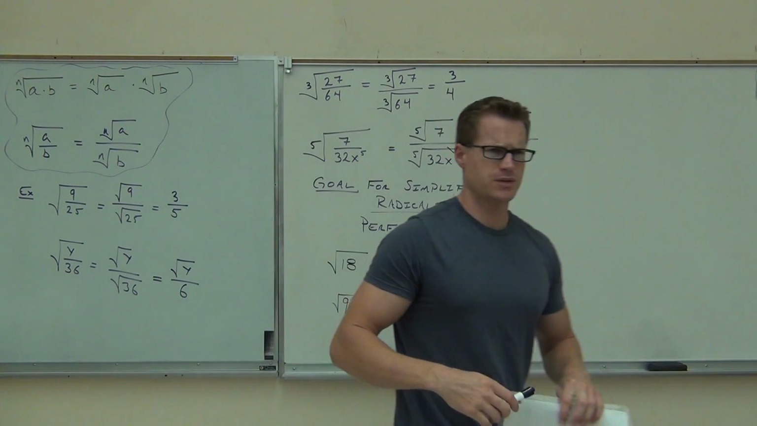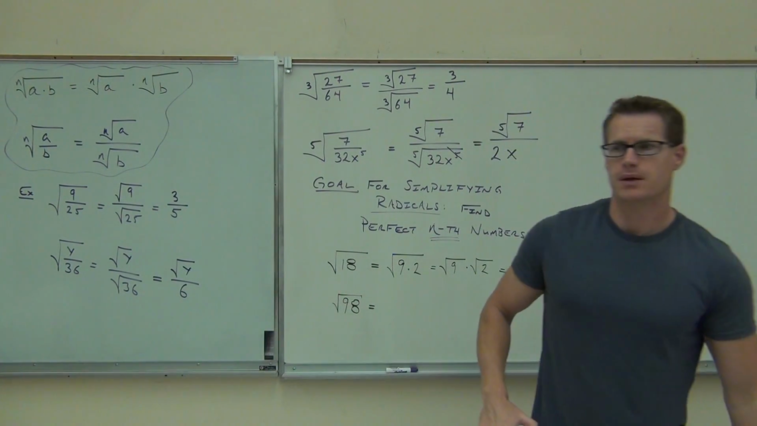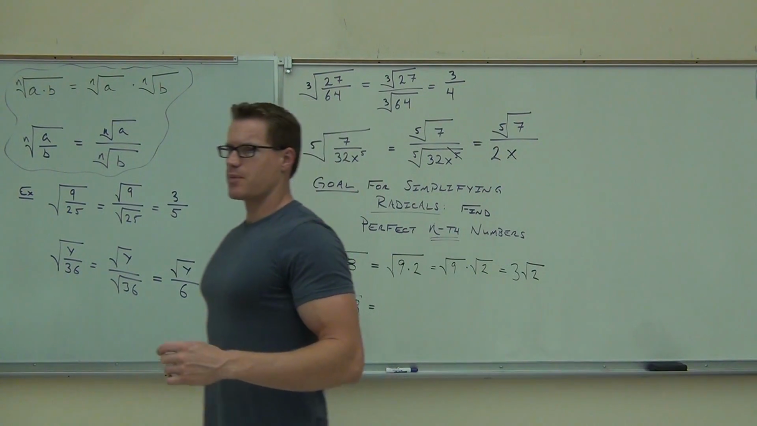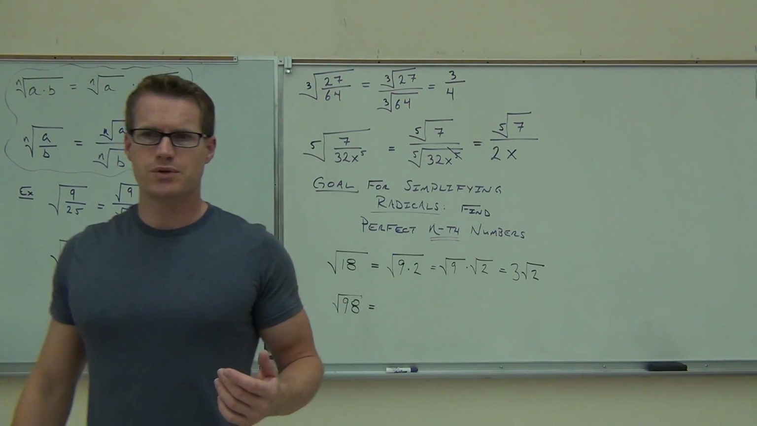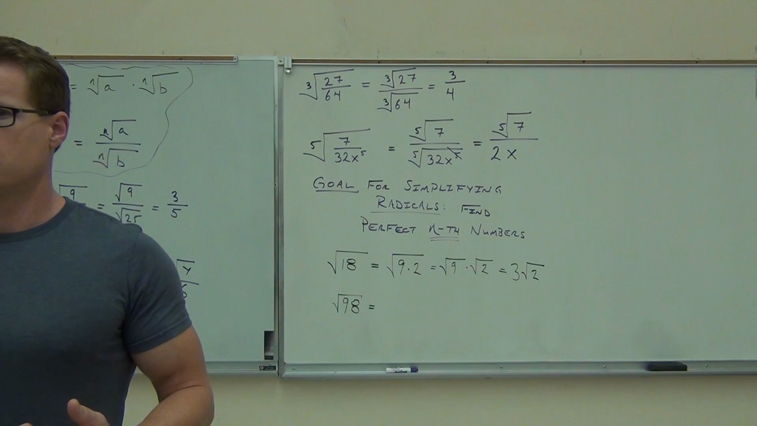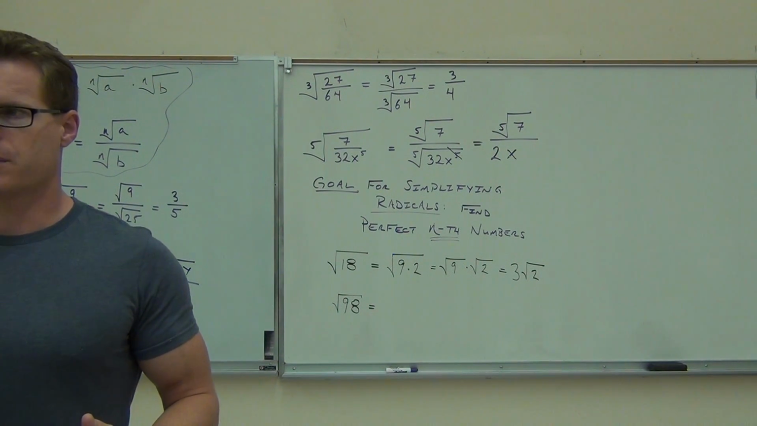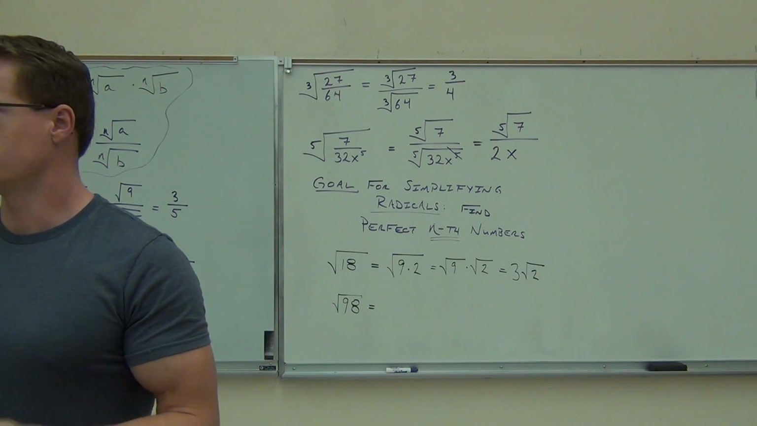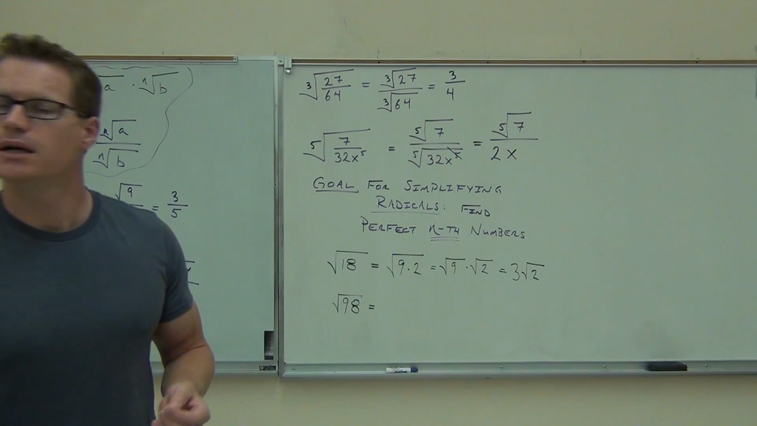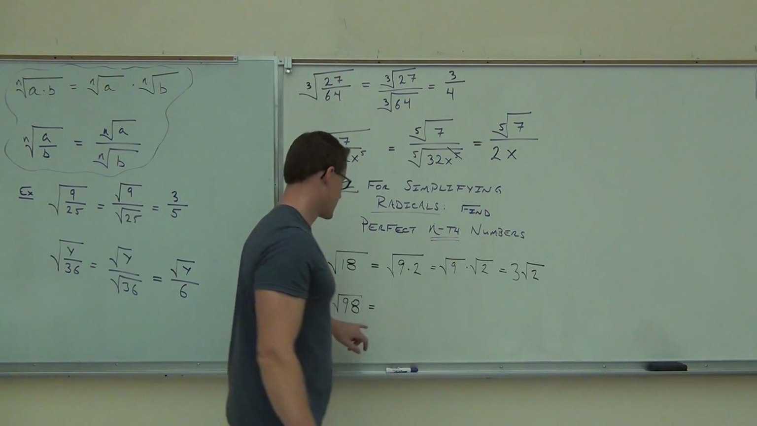Okay, I want you to think on it. Don't say it out loud right now. First thing you've got to do is think of the type of root we have. What type of root do we have? Square root. So you're looking for a perfect square number that divides 98. Don't say it out loud. I want people thinking on this, okay? Think on a number that divides 98.